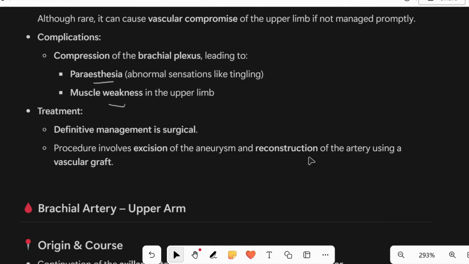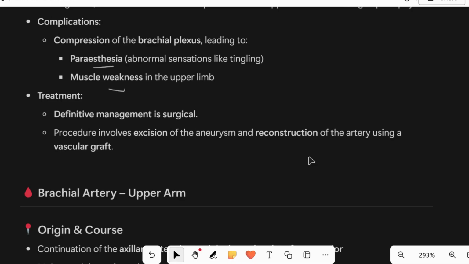In terms of its treatment, the definitive management is surgical. However, procedures like excision of the aneurysm and reconstruction with a vascular graft can be carried out by a vascular surgeon.